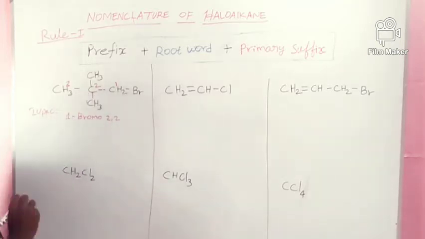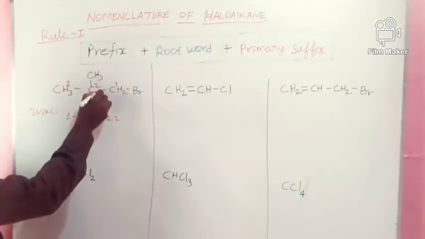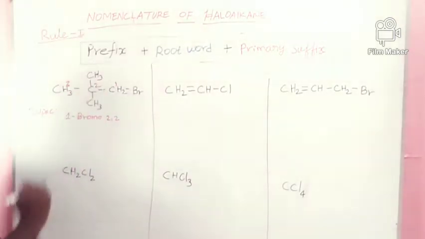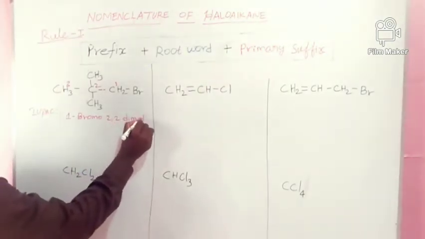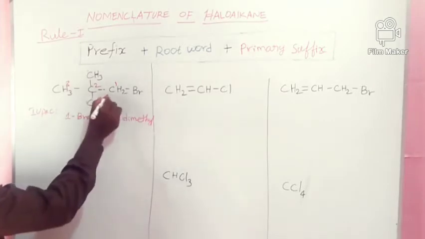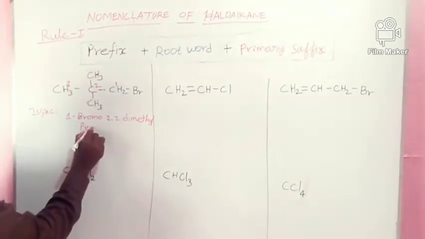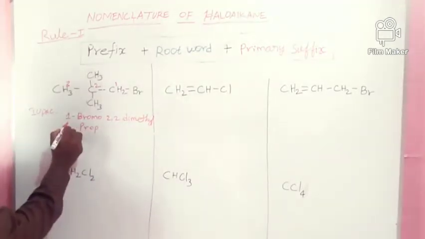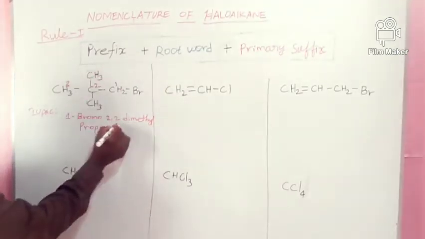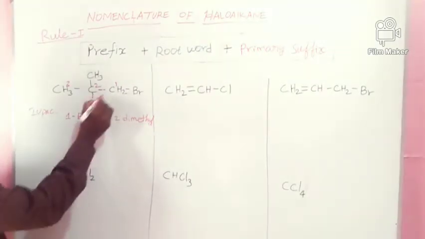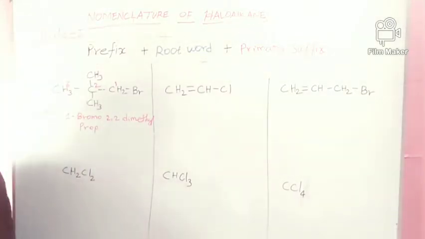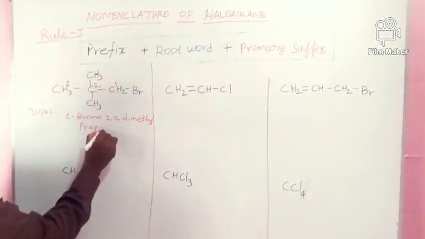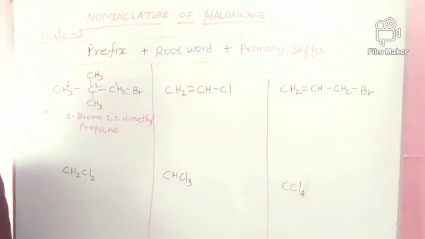This methyl is attached to the second position of the carbon. This methyl is attached to the second position of the carbon. 2,2-dimethyl. And in total how many carbons, the root word? 3. Prop. See, that is the prefix word bromo, 2,2-dimethyl. And prop, 3 carbons, the root word prop. Is this a saturated compound or an unsaturated compound? This is a saturated compound, so ane, propane.